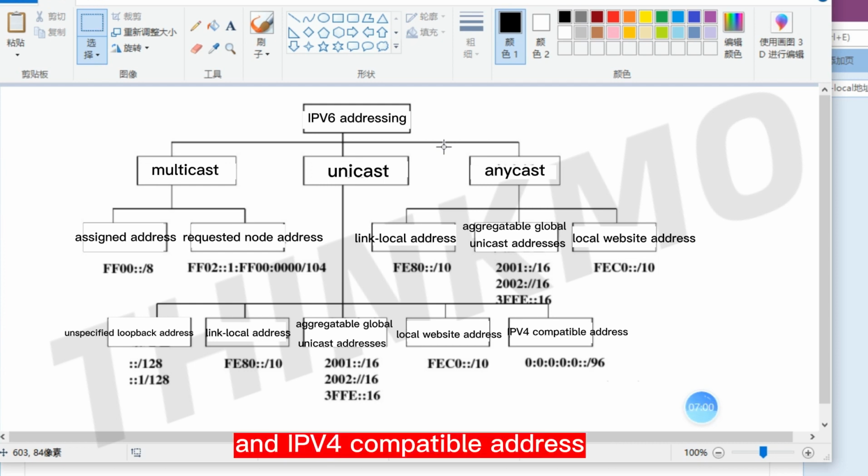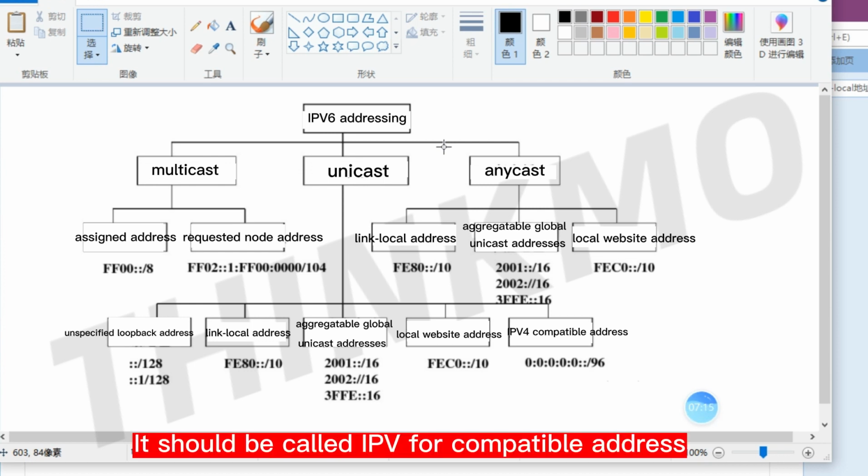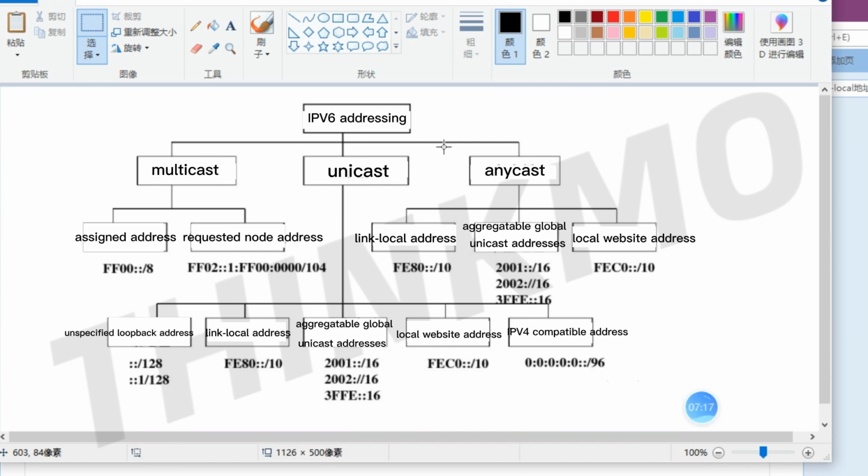An IPv4 compatible address. This is an old picture. Actually, this local website address should now be called unique local address. IPv4 compatible addresses should be called IPv4 compatible address. Just a quick word about what these two addresses do.